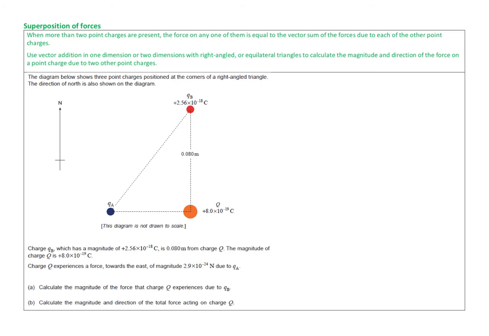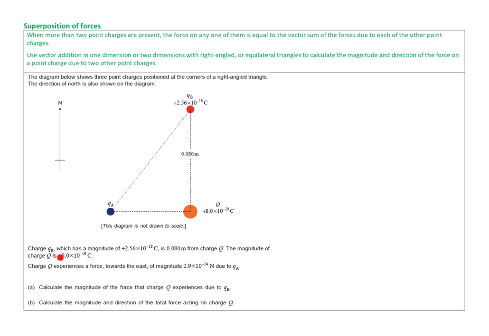So let's have a look at this question here. This is an old exam question, just if you're wondering where this has come from. The diagram below shows 3 point charges positioned at the corners of a right-angled triangle. The direction of north is also shown on the diagram. Charge QB has a magnitude of plus 2.56 times 10 to the minus 18 coulombs. QB is 0.80 meters from charge Q.